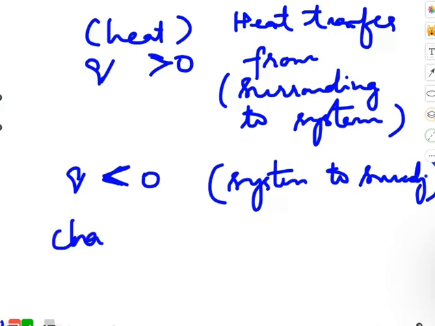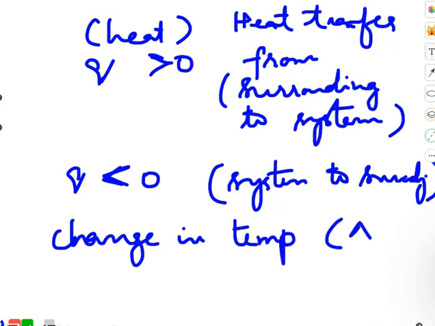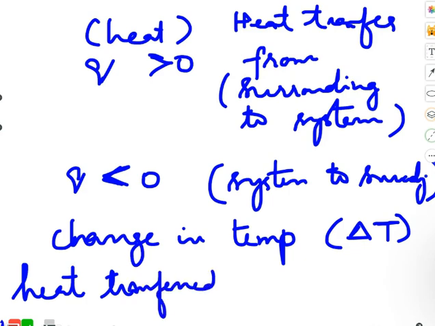Now, if the change in the temperature is delta T, keep it as delta T, then the amount of heat that is transferred is going to be rho F delta T. What is that coefficient, sir?